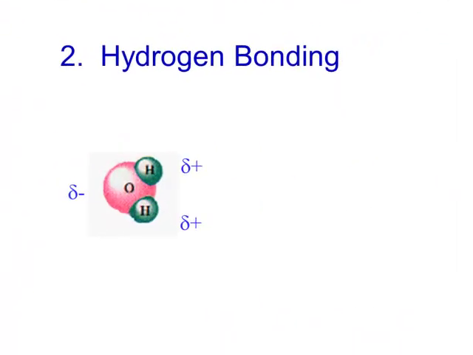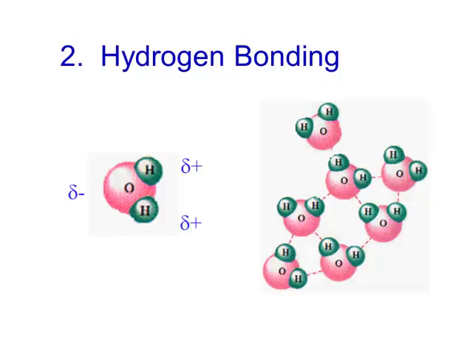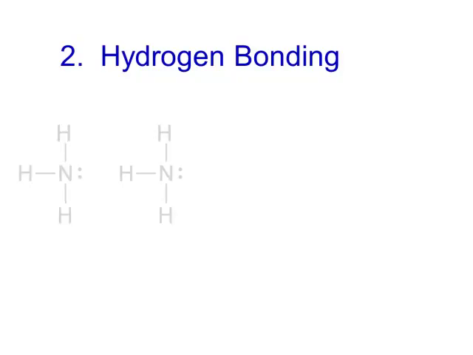As we've just seen, hydrogen bonding occurs between water molecules. Molecules of ammonia also attract one another via hydrogen bonding. The electropositive hydrogen end of one molecule is attracted to the electronegative nitrogen end of another molecule.